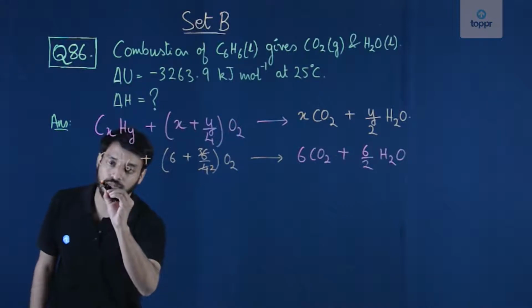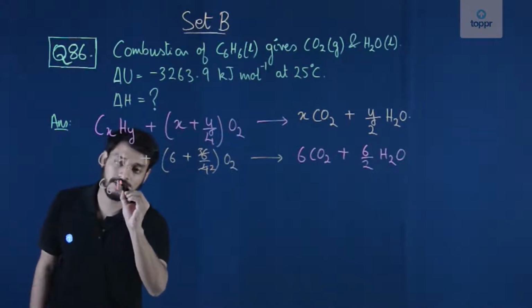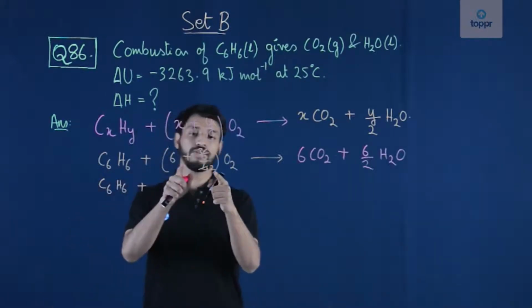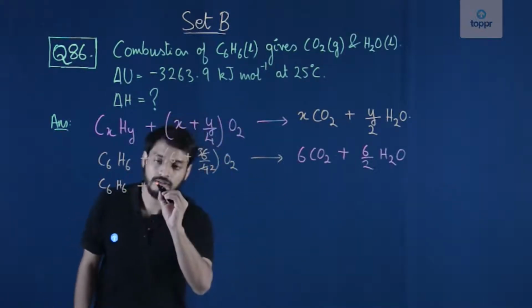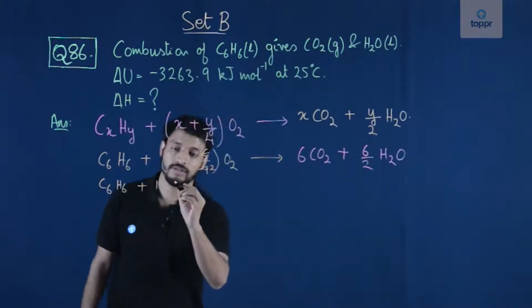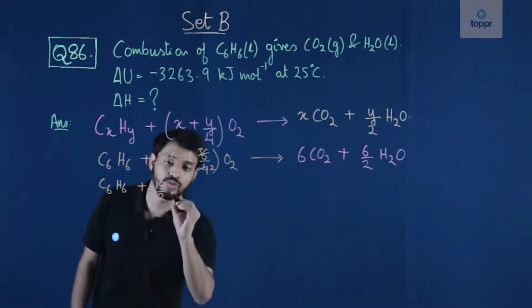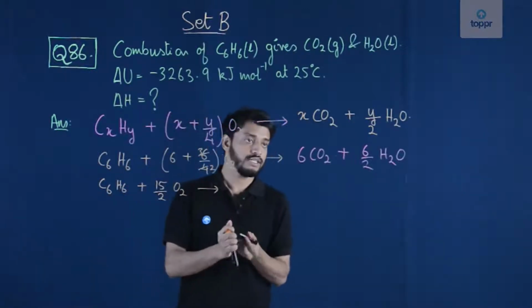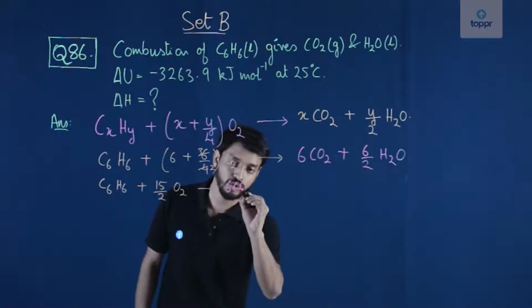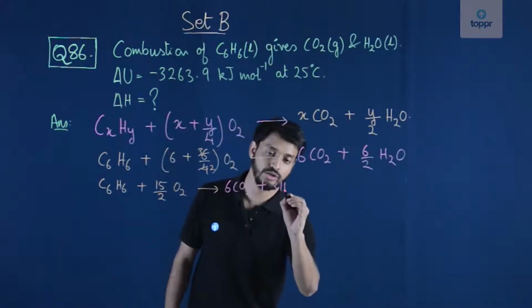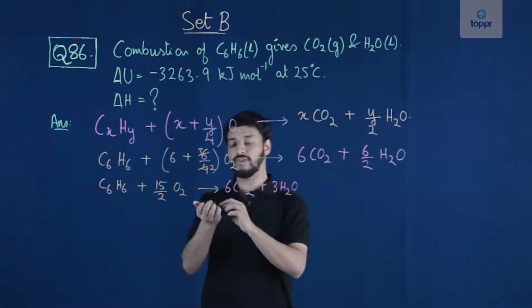Now if you solve the equation, the equation comes out to be C6H6 plus 15 by 2 O2, giving 6 CO2 plus 3 H2O. So this is the equation which we will get.